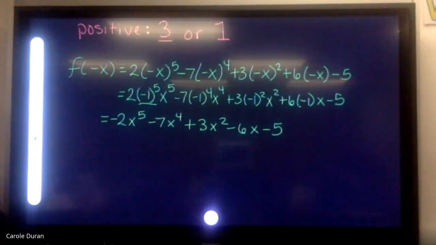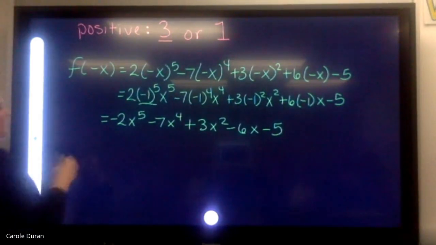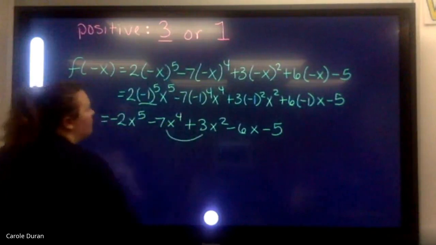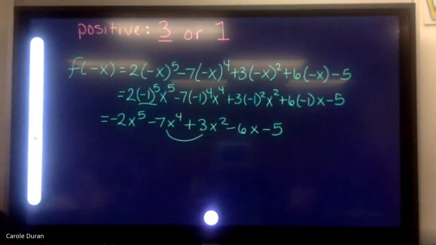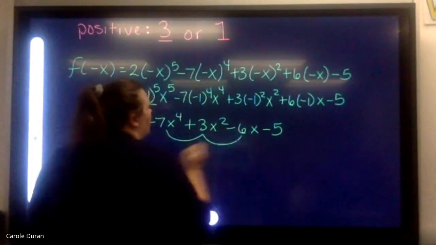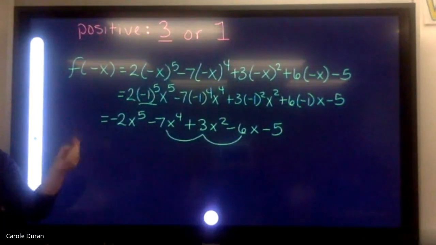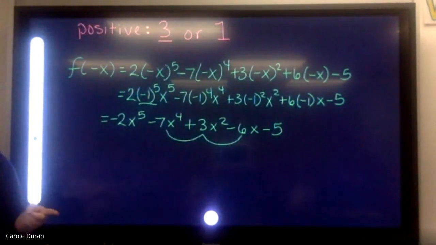So now I've plugged in -x and I've simplified. I need to count the number of sign changes I have occur. I do not have a sign change between my first two terms because they're both negative. I do have a sign change between my second and my third because it goes from a negative to a positive. I also have a sign change between my third and my fourth because it goes from a positive to a negative. I do not have a sign change between my fourth and my fifth because they're both negative.